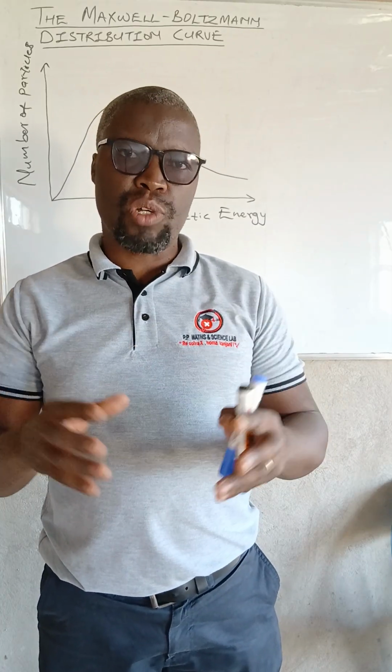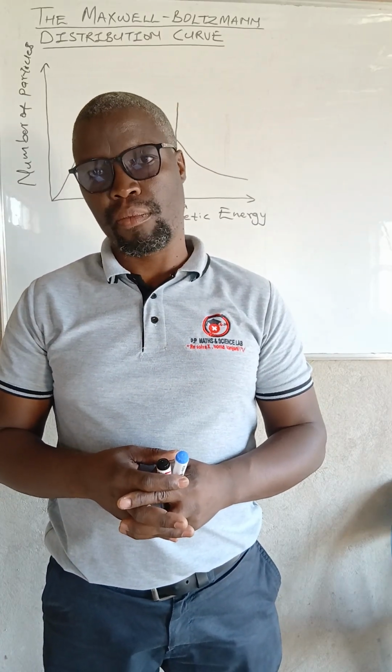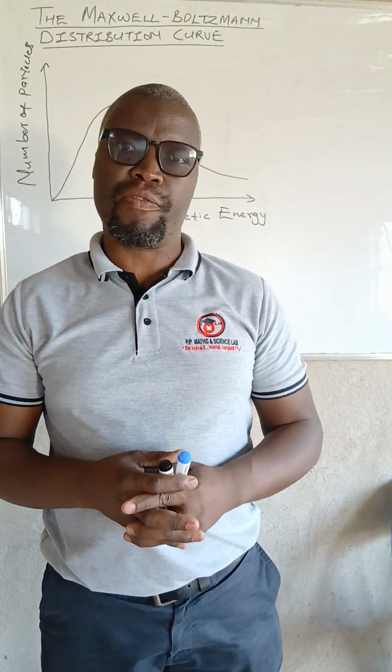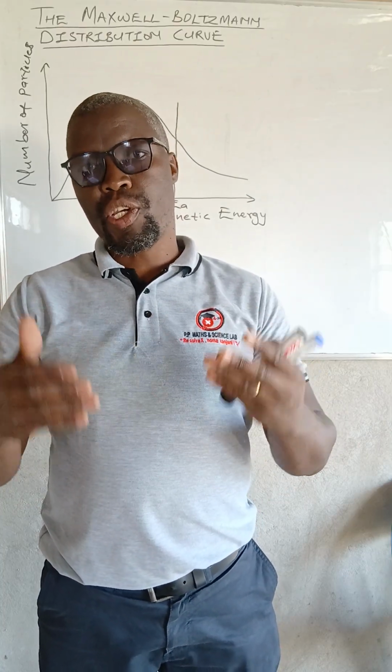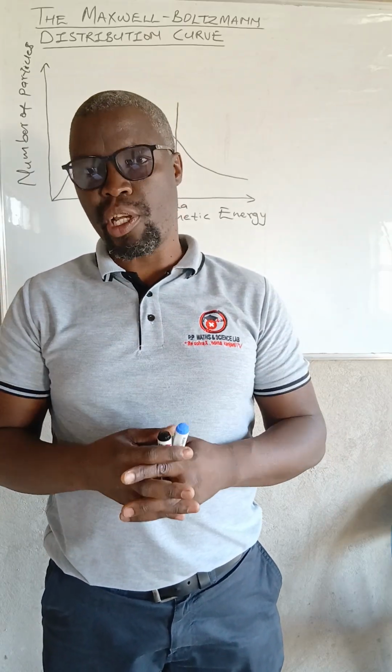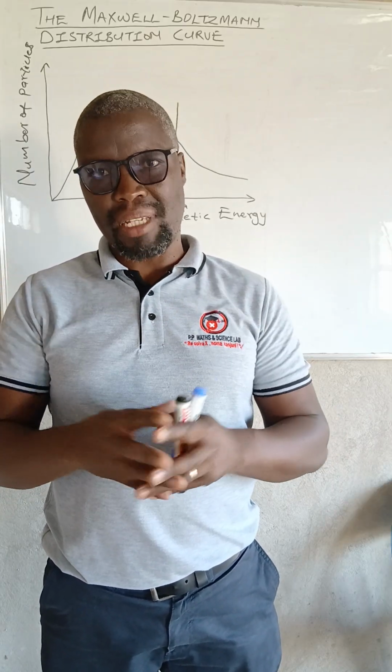What is the Maxwell-Boltzmann distribution curve? In simple terms, the Maxwell-Boltzmann distribution curve is a curve which shows how available energy is distributed amongst the particles in the system.